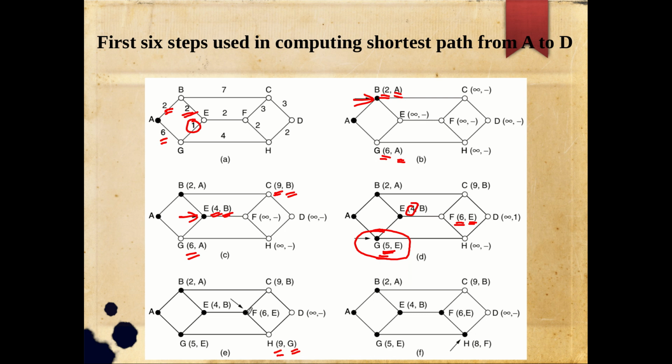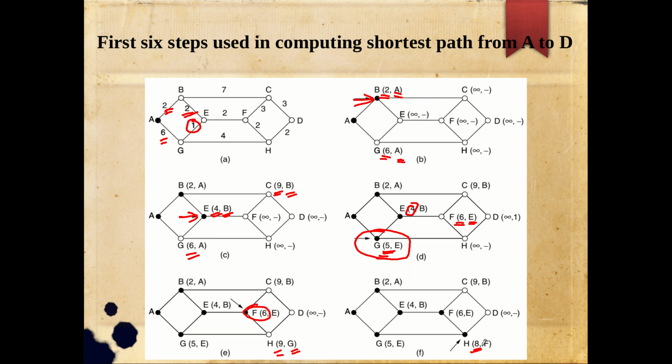The next minimum is found to be F. So I am choosing F. From F I can update. So there is no updation here. I think here there is an updation because already it is 6 plus 2 it is 8. Already it was 9. So that 9 is improved to 8 with the parent as F. So this parent information is actually helping me to trace the actual path.